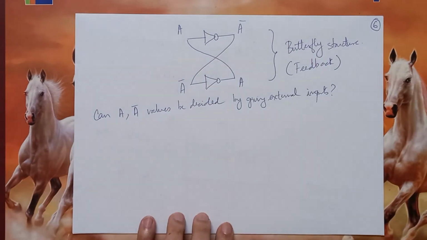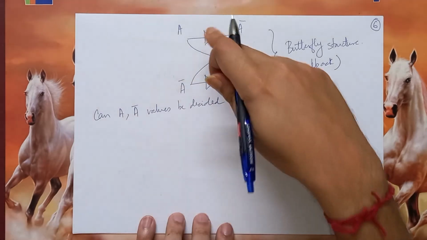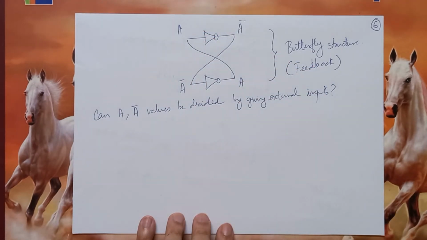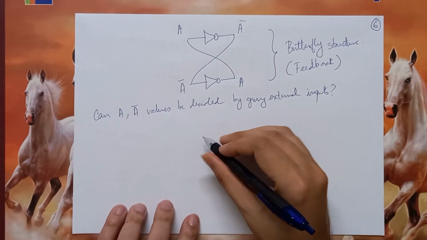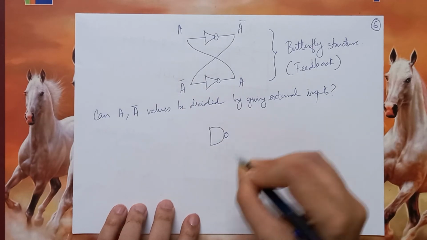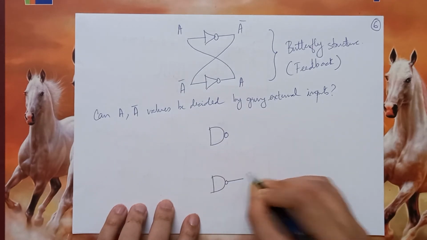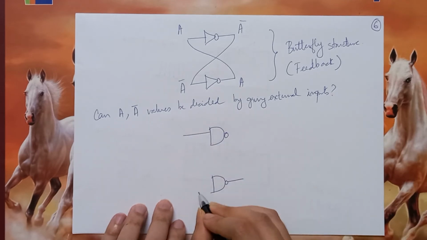But as you can see, there is absolutely no way we can give any additional inputs, because a NOT gate can take only one input and give one output. So therefore, let us modify the structure a little bit. Let us replace these NOT gates by the next best thing. We can use a universal gate, either a NAND gate or a NOR gate. So let us use a NAND gate in a very similar fashion. A NAND gate has two inputs, each of them.